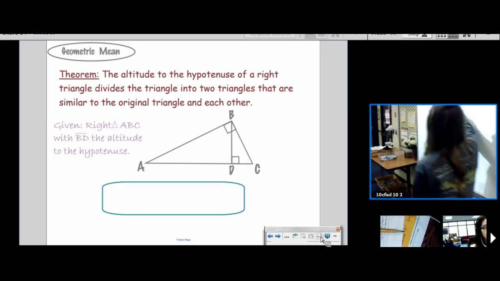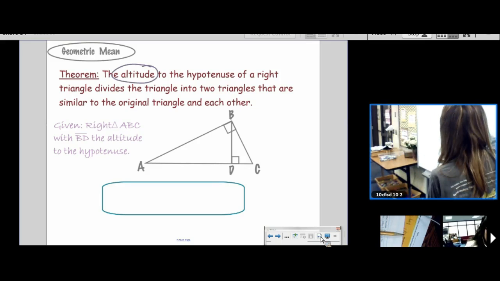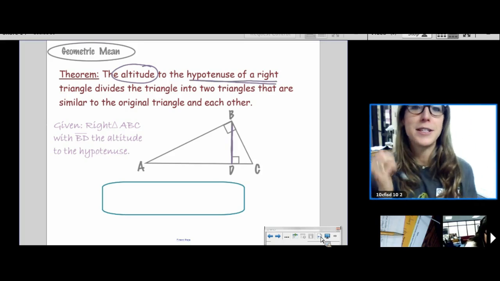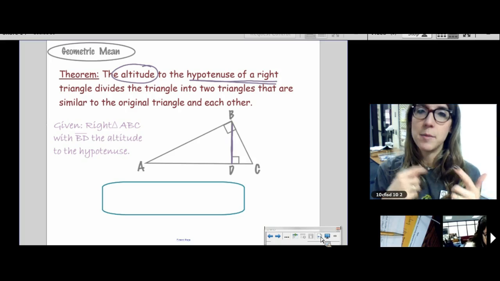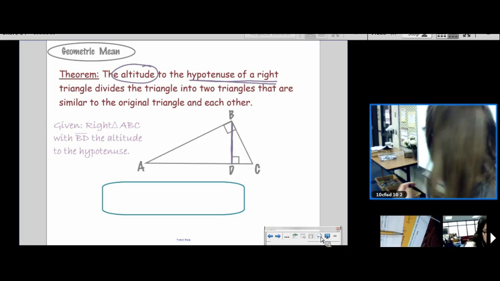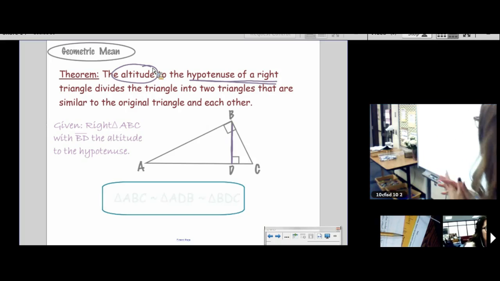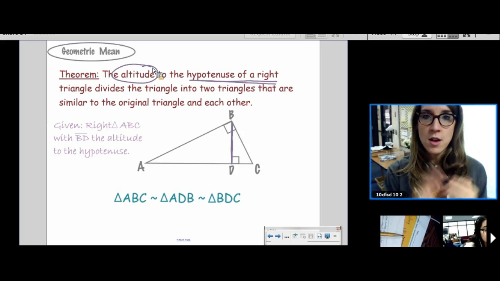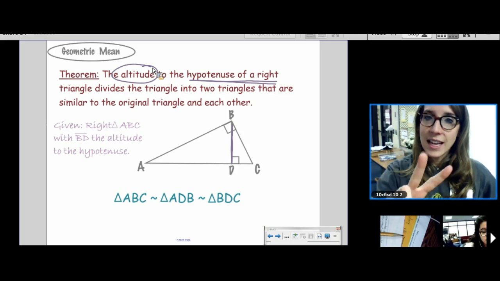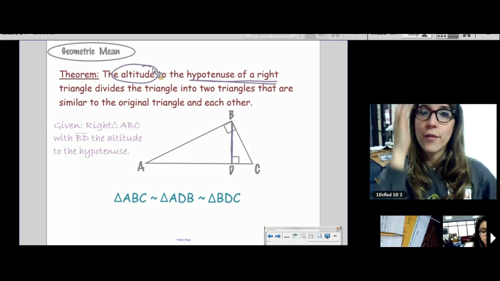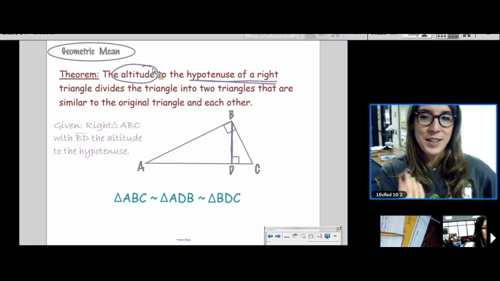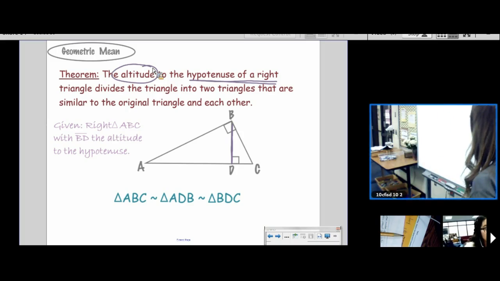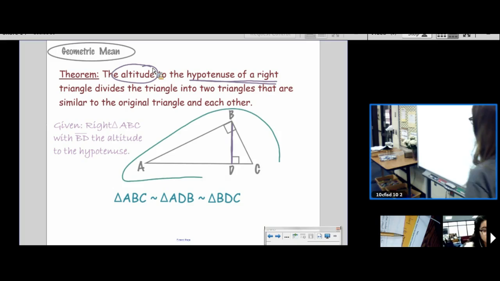When you draw an altitude, the altitude to the hypotenuse of a right triangle, it divides the triangle into 2 triangles that are similar to each other and similar to the original. You do not need to write this down. We did this in the warm-up, like I said. So today's focus is solving problems when 2 things happen. First, you have to have a right triangle. And second, you have to have the altitude drawn from the right angle to the hypotenuse. So if your picture doesn't look exactly like that, then don't use geometric mean to solve it. The picture has to fit those stipulations to be able to use what we're about to learn.